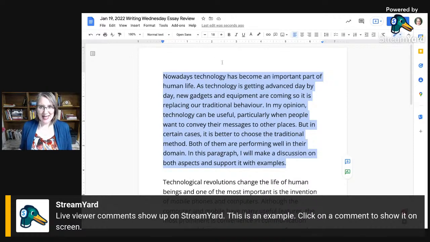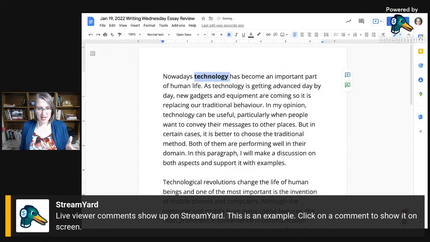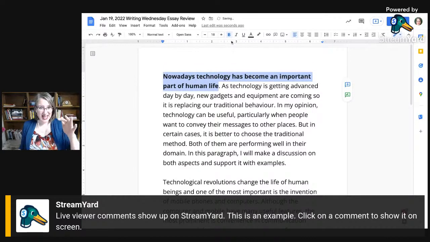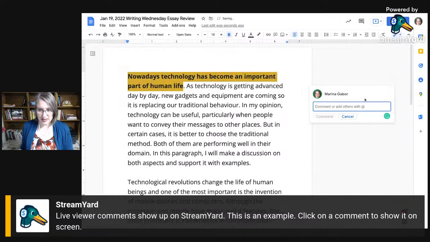So what is this essay talking about? I'm going to make bold a couple of things as I am looking. So we're going to be talking about technology. So I'm assuming the rest of the essay will be about that. And that it is an important part of human life. So the essay should be talking about that based on what the writer has written here. We're talking about technology replacing traditional behavior. Okay, so I'm just going to make a note here to myself.